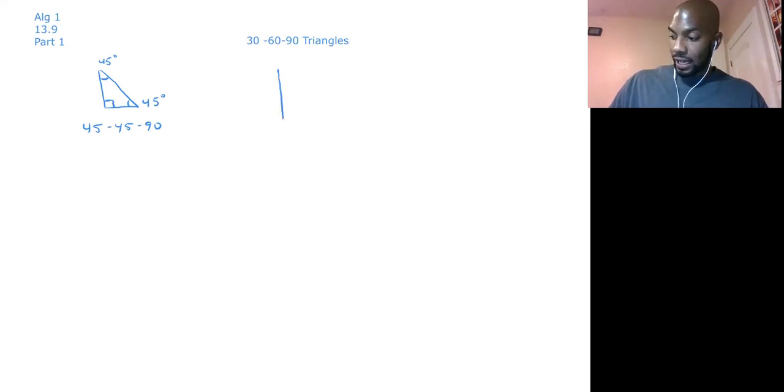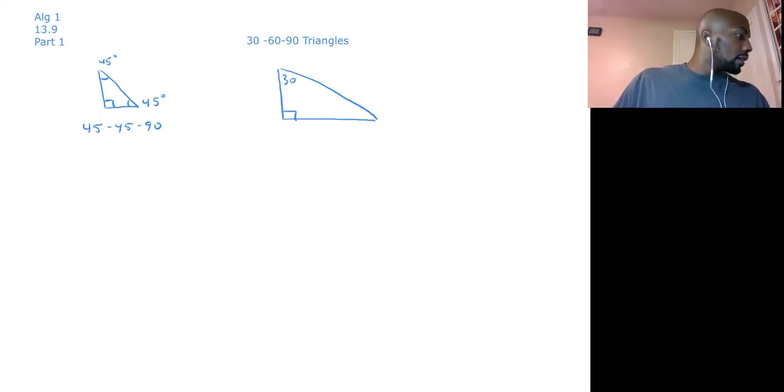Today, we have a different kind of triangle that still is a right triangle because it has a 90-degree angle. We call that the 30-60-90 triangle. So called because we have an angle here that's 30 degrees, a larger one that's 60 degrees, and then of course, our regular 90-degree angle.